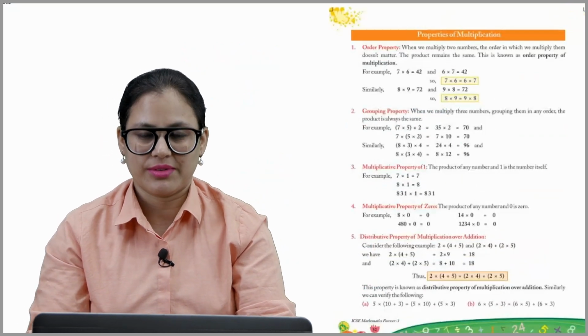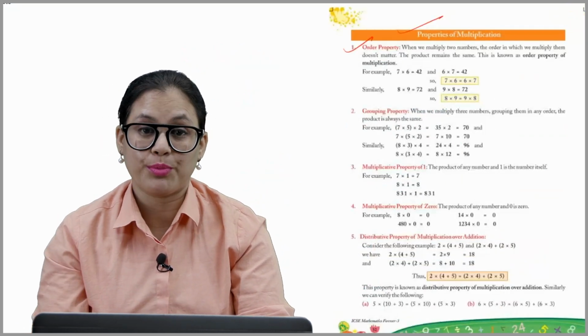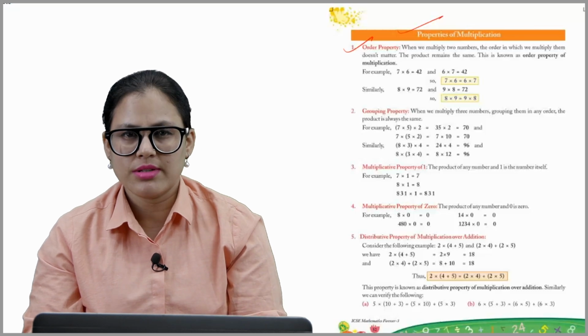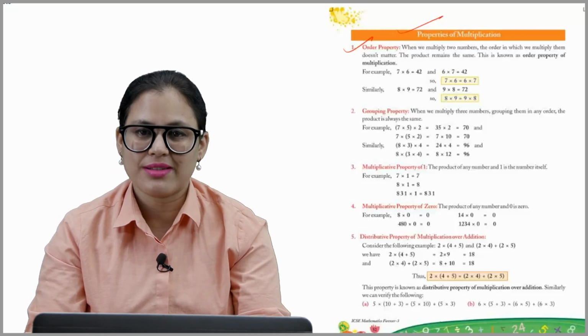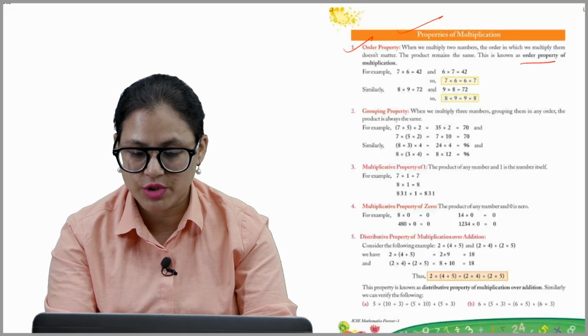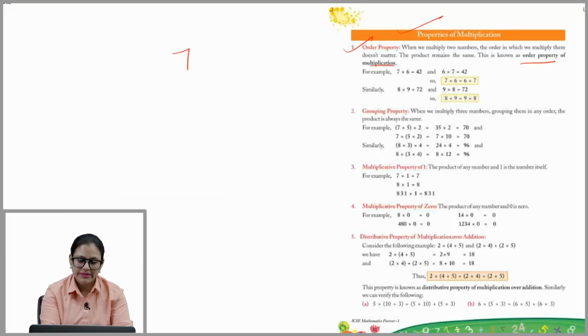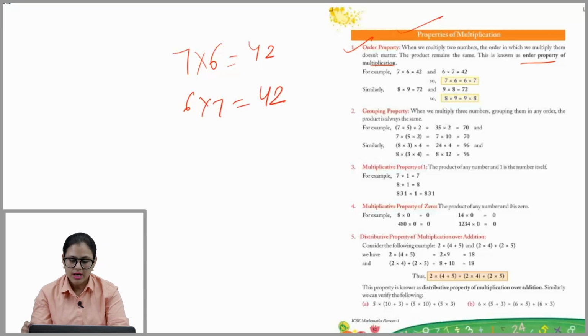Properties of multiplication. Number 1, order property. When we multiply two numbers, the order in which we multiply them doesn't matter. The product remains the same. This is known as order property of multiplication. For example, 7 into 6 is equal to 42 and 6 into 7 is also 42. Similarly, 8 into 9 is equal to 72 and 9 into 8 is also 72.